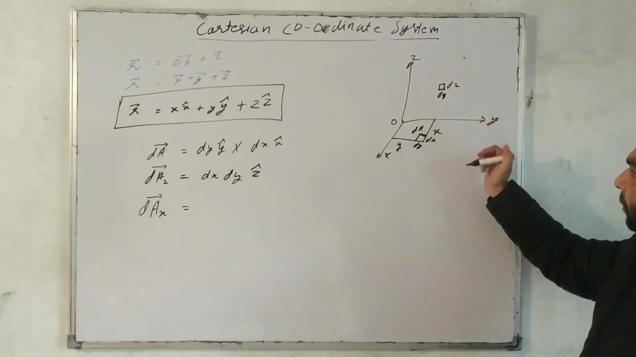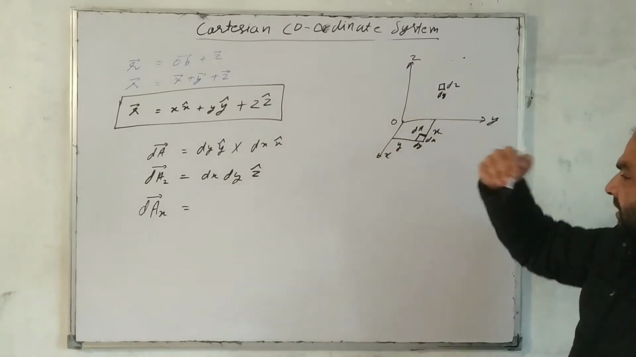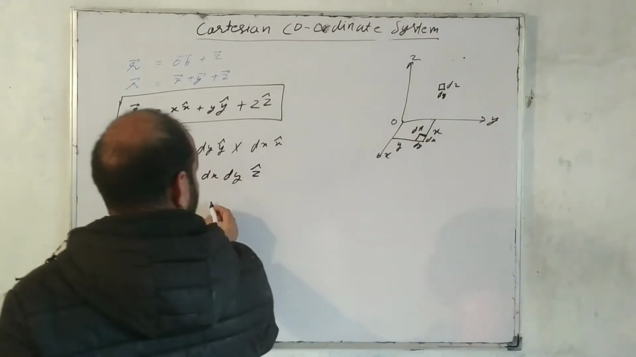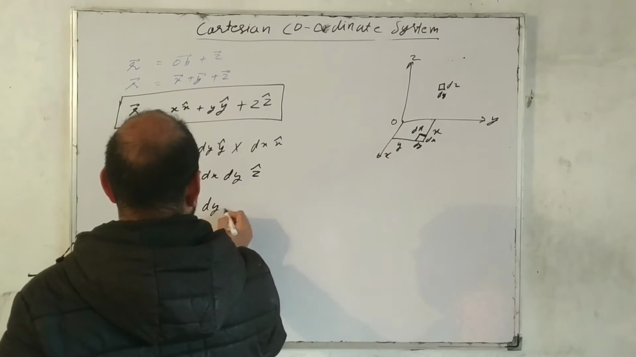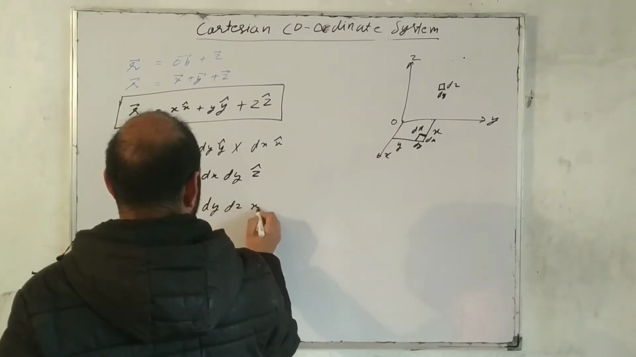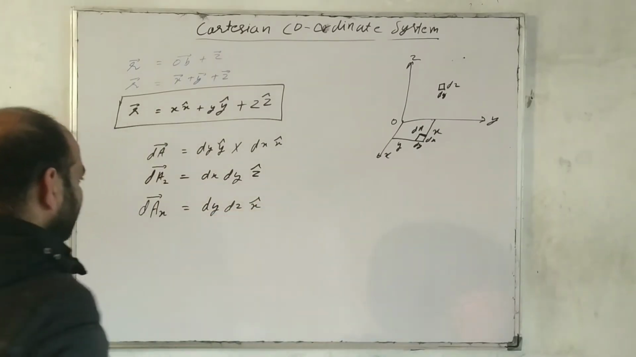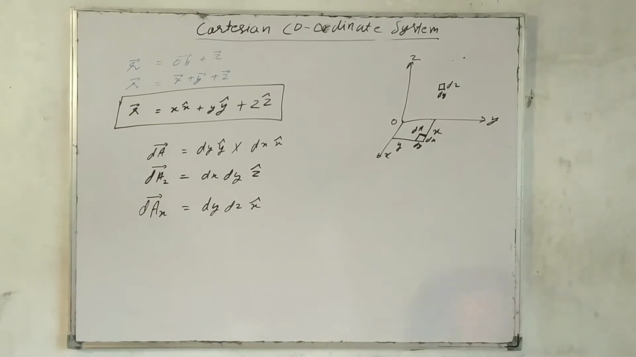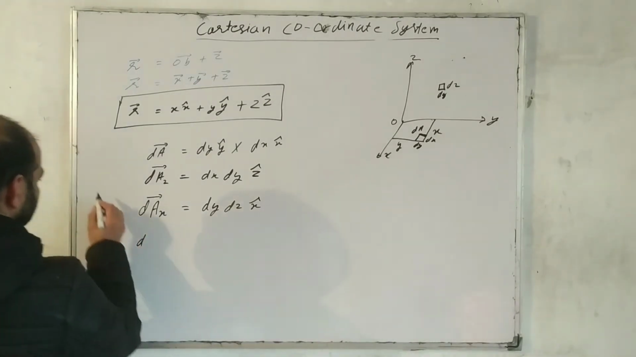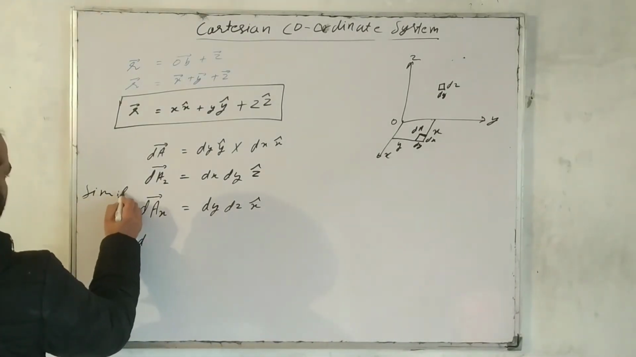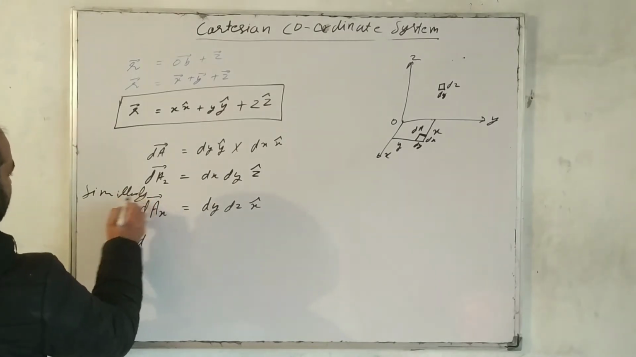Then it will be along the x-axis, so I am writing it as dy dz along the x-axis. Now the area element along the other directions is similar, so I am writing it similarly.